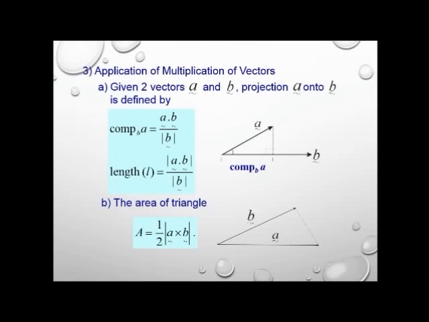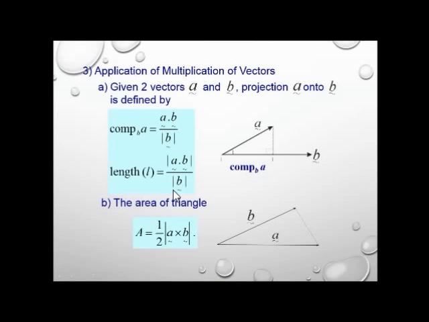Now talking about the applications of multiplication of vectors. Given two vectors A and B, the projection of A onto B is defined as A dot B by modulus of B. The projection means the shadow of a particular vector on another vector. So you can see from this part that it is given as A dot B by modulus of B. Now the length L will be given as the modulus of A dot B by modulus of B.